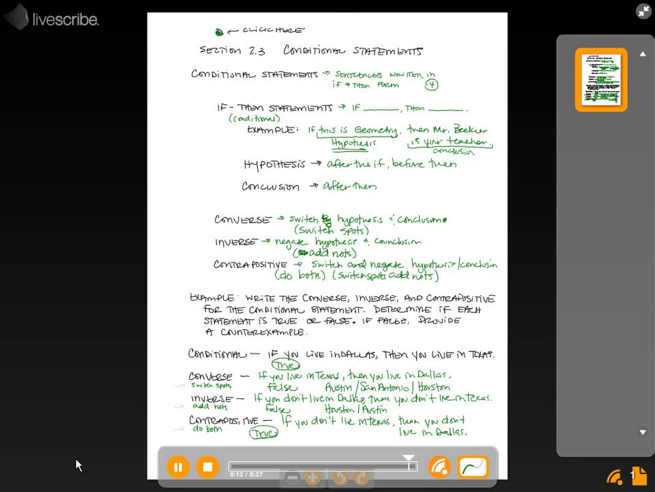All right? That's an example where I give you a conditional statement, and you're going to have to tell me whether they're all true or false, but you also give me the converse. Again, that's switch spots. The inverse, you add knots. And the contrapositive, where you do both. All right? And those are your notes for section 2-3 on conditional statements.